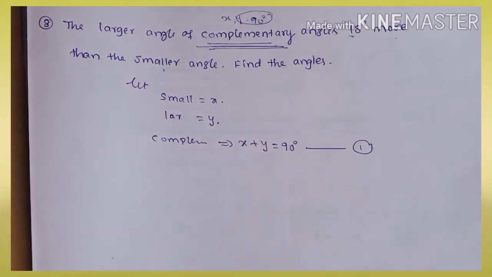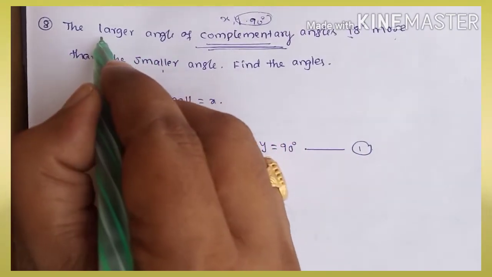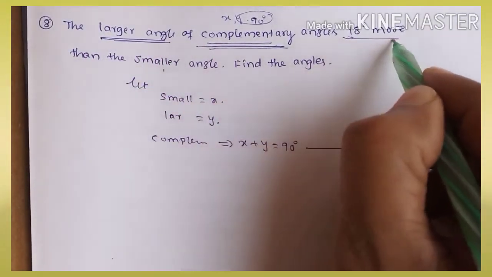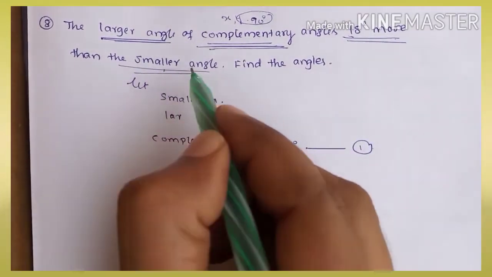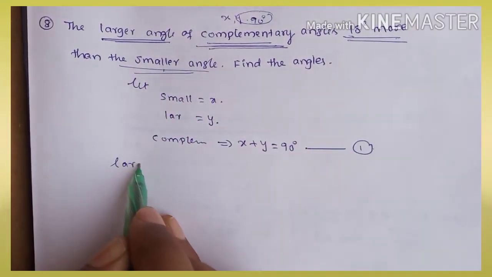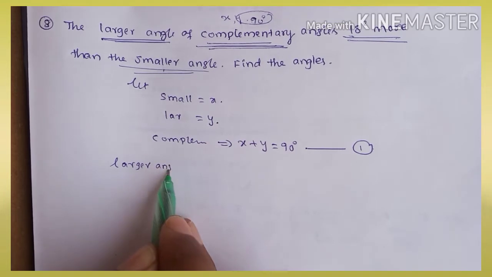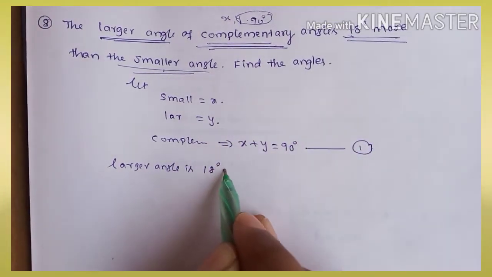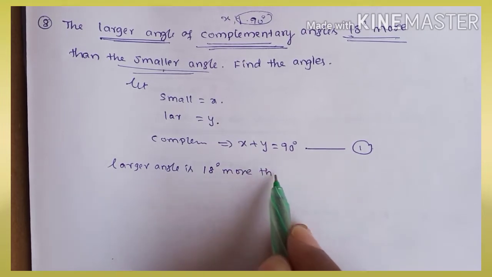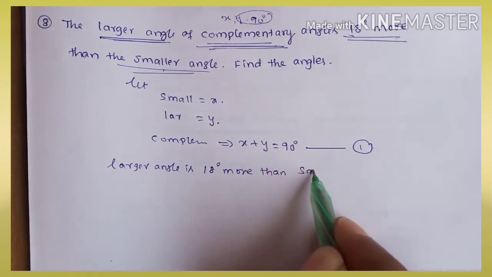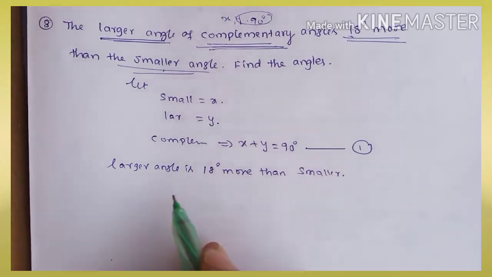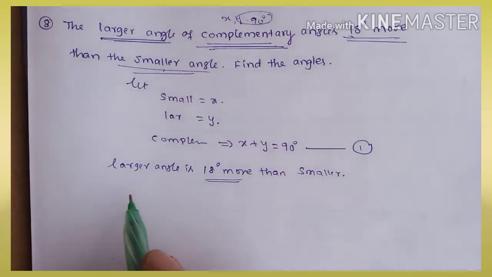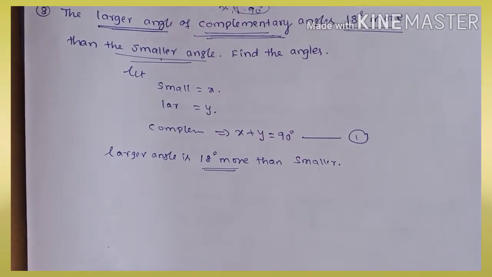This is equation 1. Second equation given in the statement. What is given? Larger angle is 18 degrees more than the smaller angle. That is the second condition. Larger angle is how much more? 18 degrees more than the smaller angle. Okay? Larger angle is 18 degrees more than the smaller angle. Write the statement in the mathematical form.